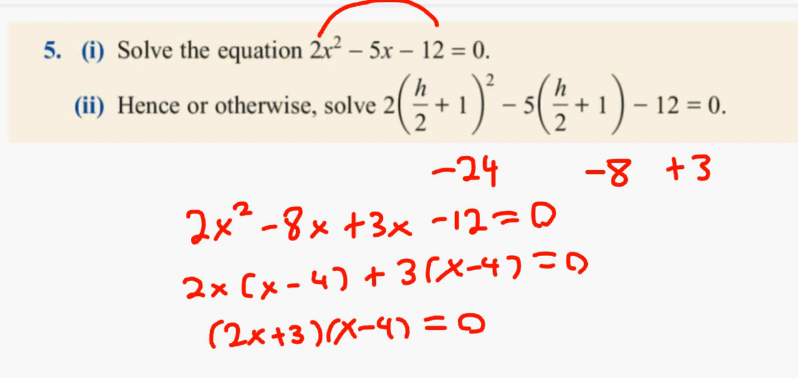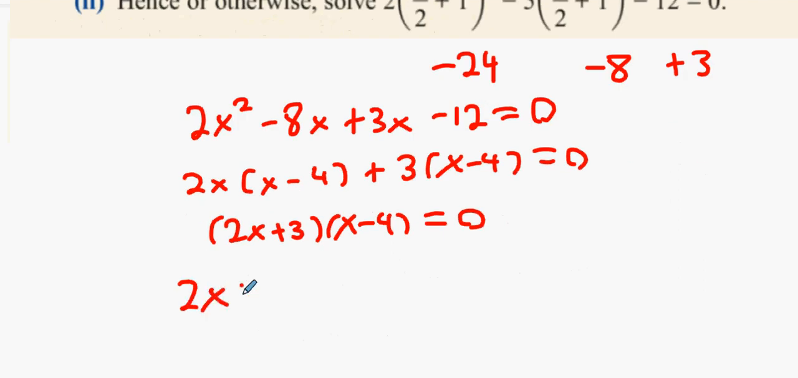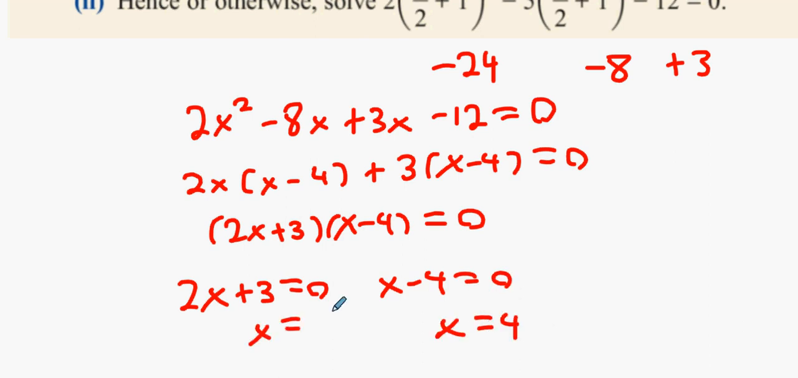Nearly there. 2x plus 3 equals 0. x minus 4 equals 0. x equals 4. 2x equals minus 3. x equals minus 3 over 2.